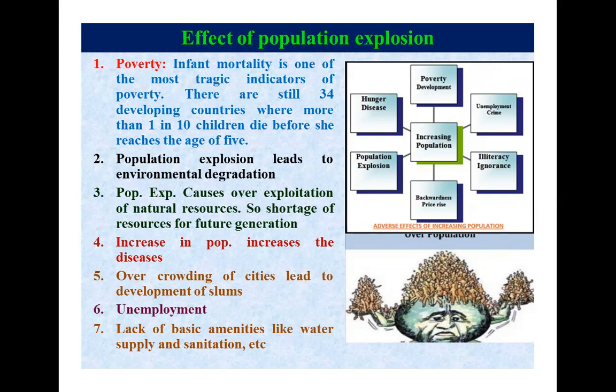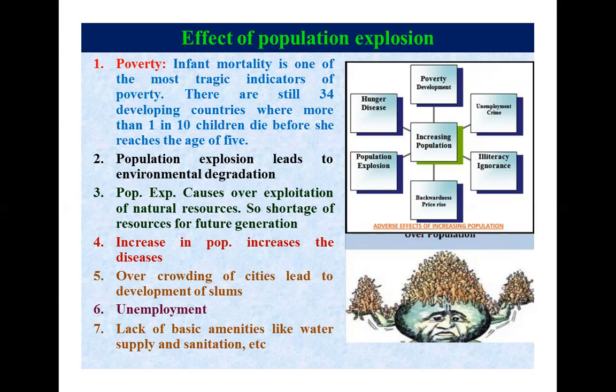Increase in population increases the diseases. As there is a continuous explosion of the population, obviously they create pollution: noise pollution, water pollution, land pollution. As a result, there is an increase in disease among common people. Overcrowding of cities leads to the development of slums, unemployment, and lack of basic amenities like water supply and sanitation.